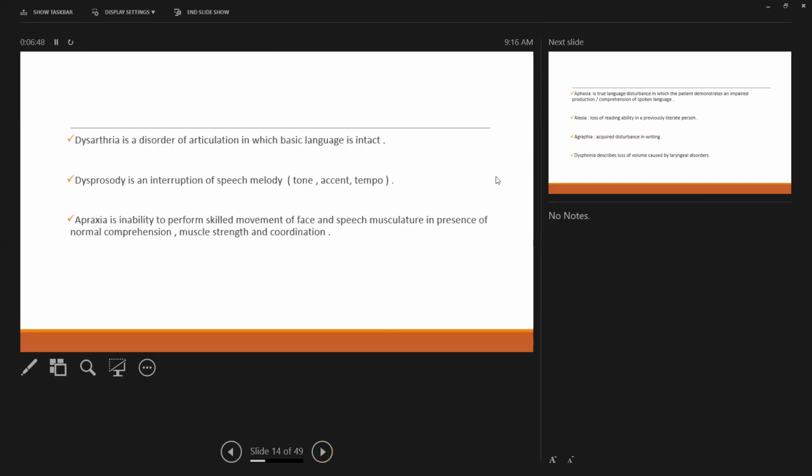So there are a few definitions. What is dysarthria? It is a disorder of articulation in which the basic language is intact. Dysprosody is an interruption of the speech melody like tone, accent, or tempo. In apraxia, there is inability to perform skilled movement of face and speech musculature in the presence of normal comprehension, muscle strength, and coordination.